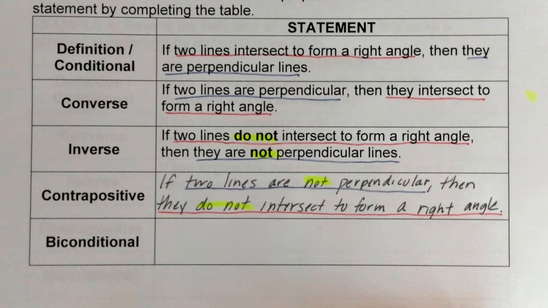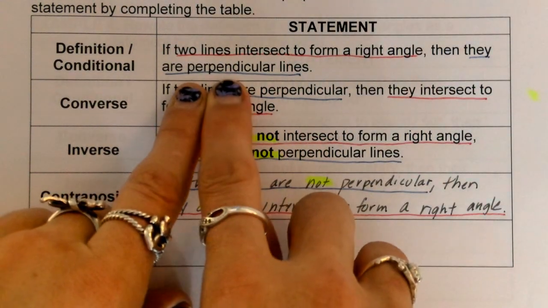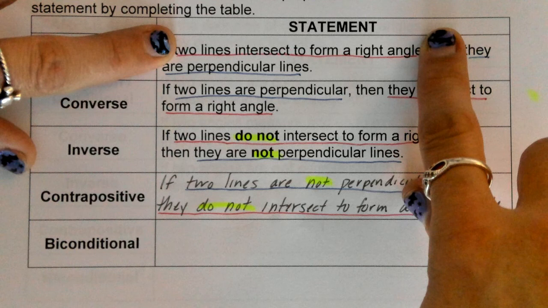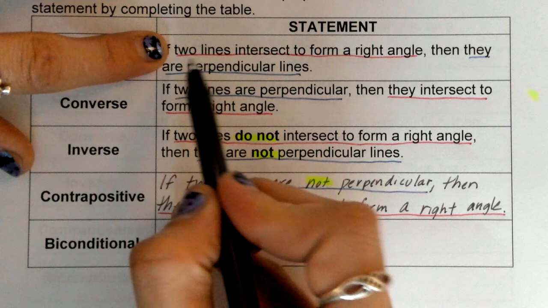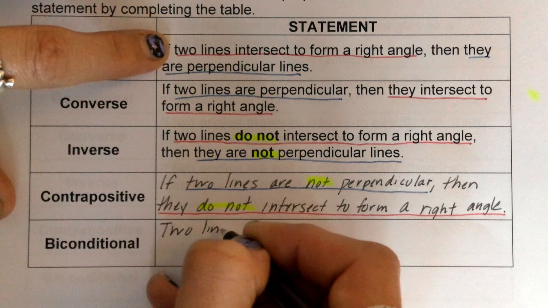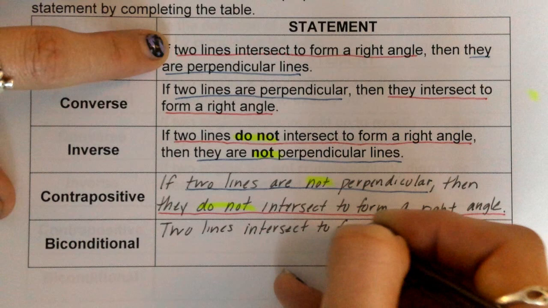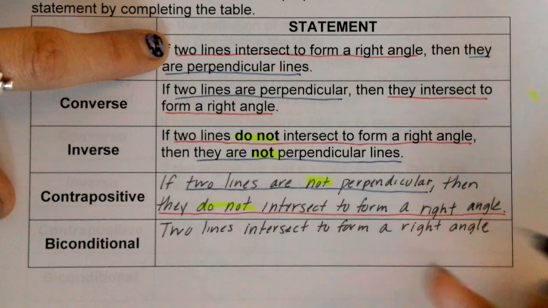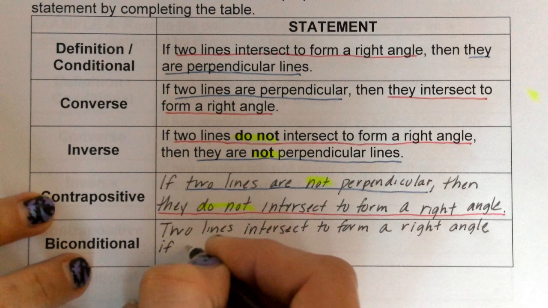Your biconditional, again, you go back up to your conditional statement. If two lines intersect to form a right angle, then they are perpendicular lines. We're going to take off if, and we're going to take off then. And instead, where then is, we're going to put if and only if. So we start off here with two lines intersect to form a right angle. Take off that if. No comma, no then. We're inserting that if and only if.